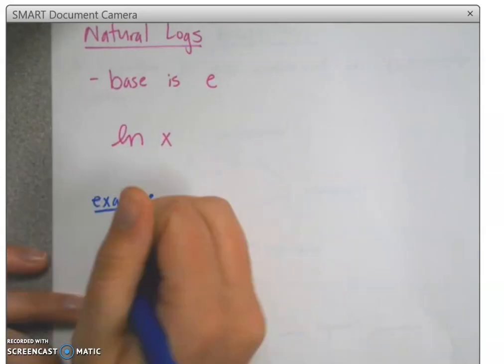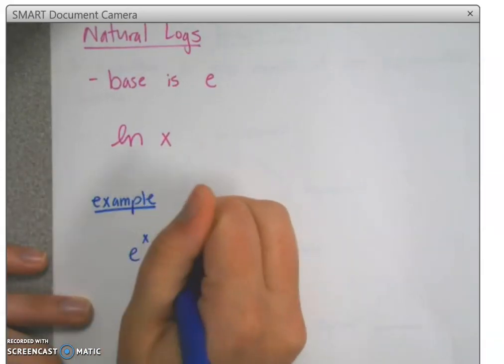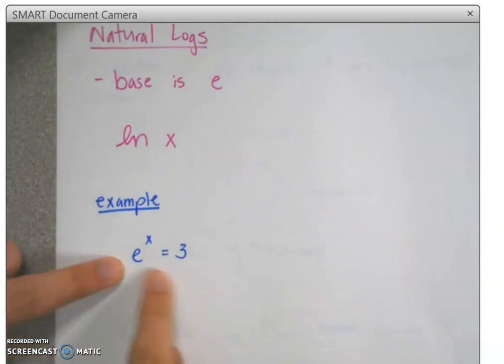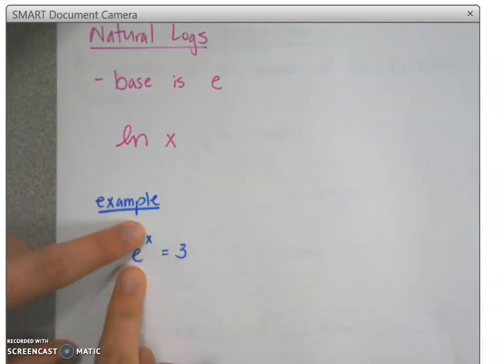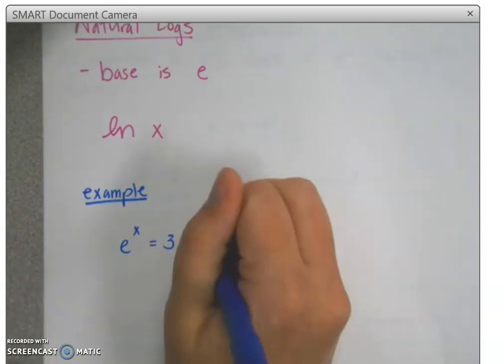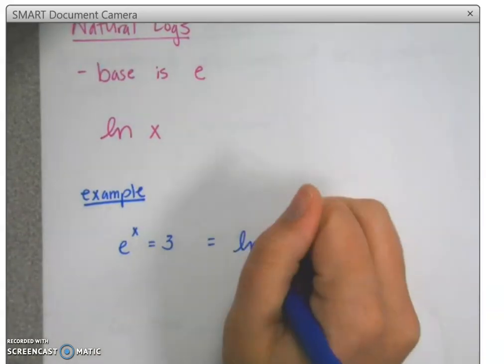So if you're given e to the x power equals 3, this is an exponential function. I'm looking for x. e is my base, so I would write this as the natural log of 3.